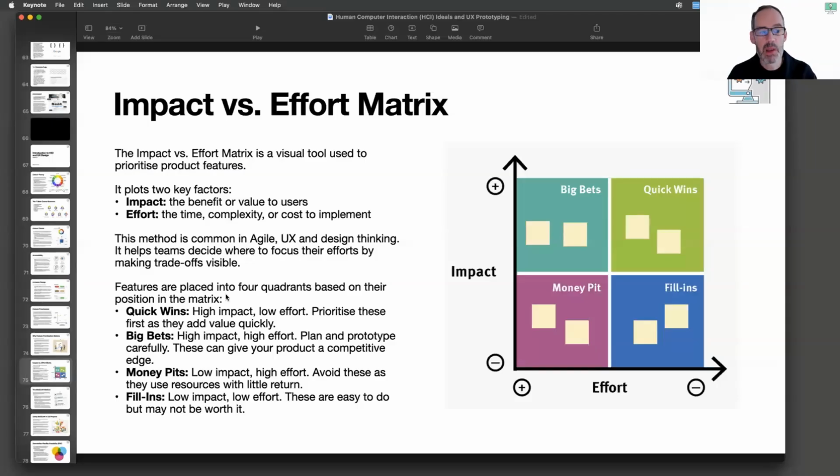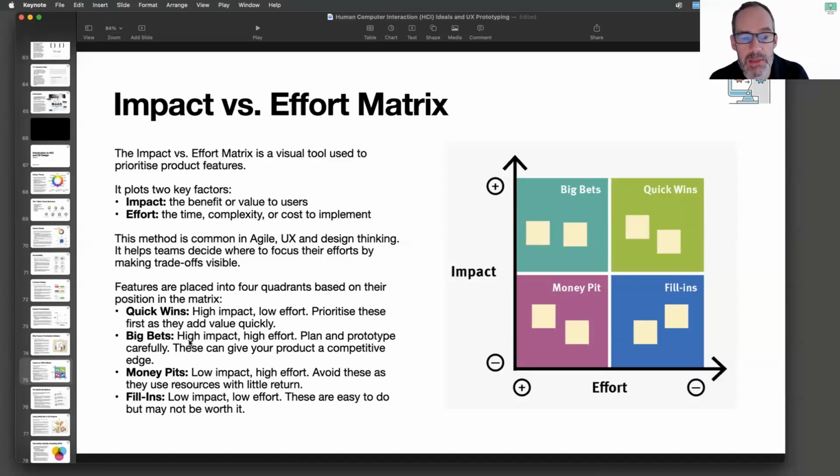So features are placed into four quadrants based on their position in the matrix. So quick wins, which are high impact and low effort, and you prioritize these first as they add value quickly. Start here. Think, is this something that we want to do? How would we rank it in terms of effort? How much effort are we going to have to put in here in terms of time, in terms of complexity? Will this have a big impact? Maybe something will, and you say, actually, we can do this pretty easily, but it's going to bring real value to the users. So we try and start here.